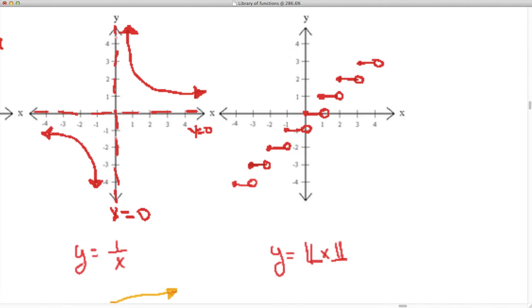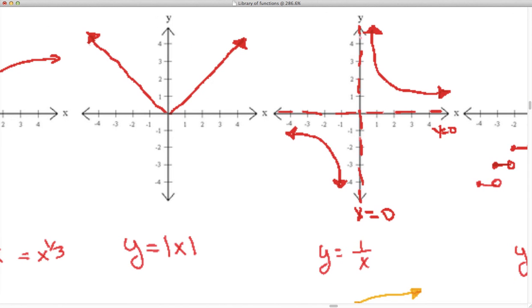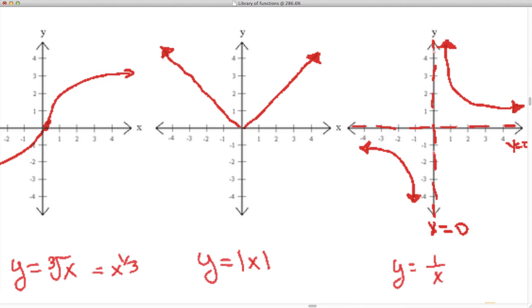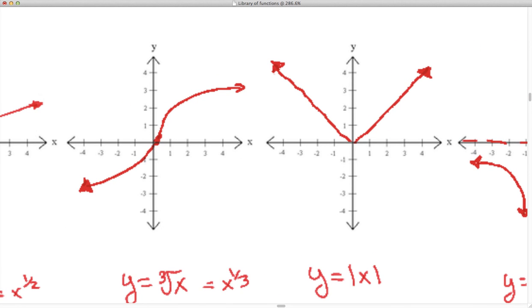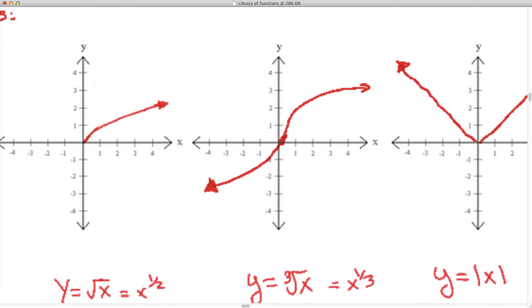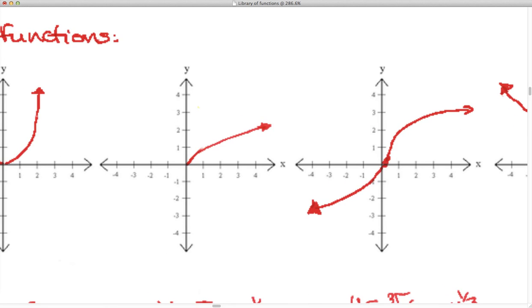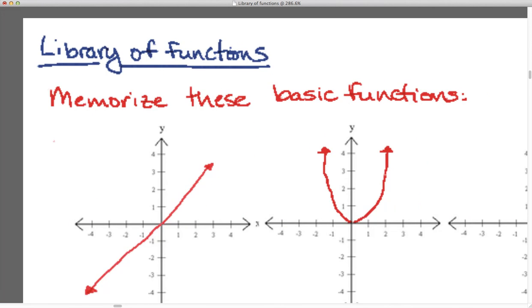Okay, so again, greatest integer, 1 over x. Don't forget the absolute value signs. I'm sorry, the asymptotes. It's early in the morning. I apologize. Absolute value of x. I was getting ahead of myself. x to the 1/3, square root of x, x squared, and x.